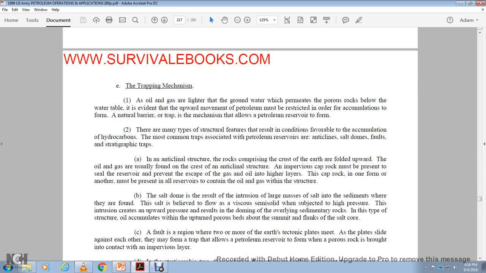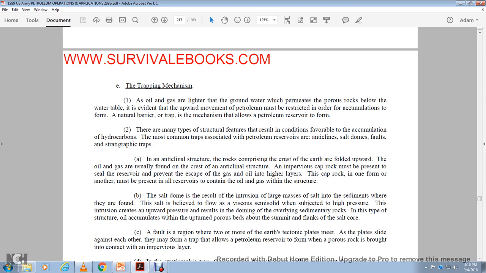An anticlinal structure is a roll, or fold, in the crust of the earth, with an upward bend. The oil and gas are usually found in the crest of the anticlinal structure. An impervious layer, the cap rock, must be present as the seal of the reservoir, preventing the escape of the gas into the higher layers. The cap rock is one form of the seal that must be present in all reservoirs containing oil and gas.